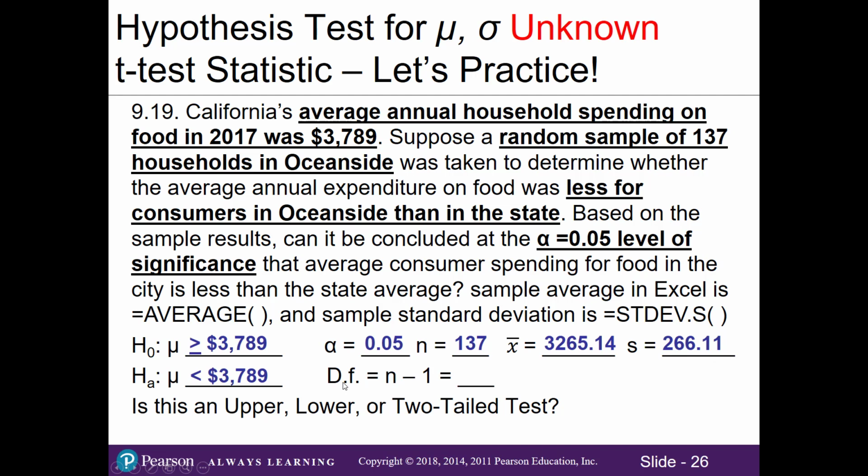And then for our degrees of freedom, that's just n minus 1. So taking our 137 homes minus 1 gives us a degrees of freedom of 136. Next we want to look at, to remind ourselves, is this an upper or lower or two-tailed test? So the alternative hypothesis is what's going to tell you if it's an upper, lower, or two-tailed test. Because it's less than, it's pointing to the left, over to the lower side of our distribution. This is a lower tailed test.